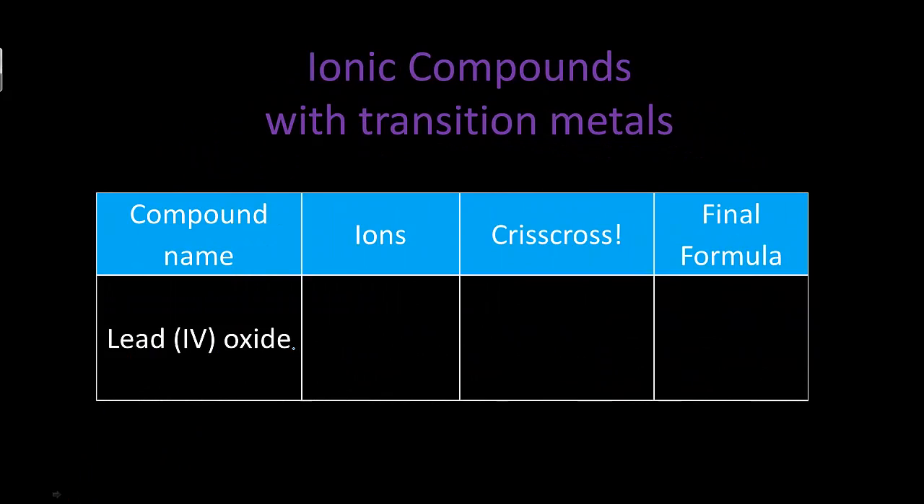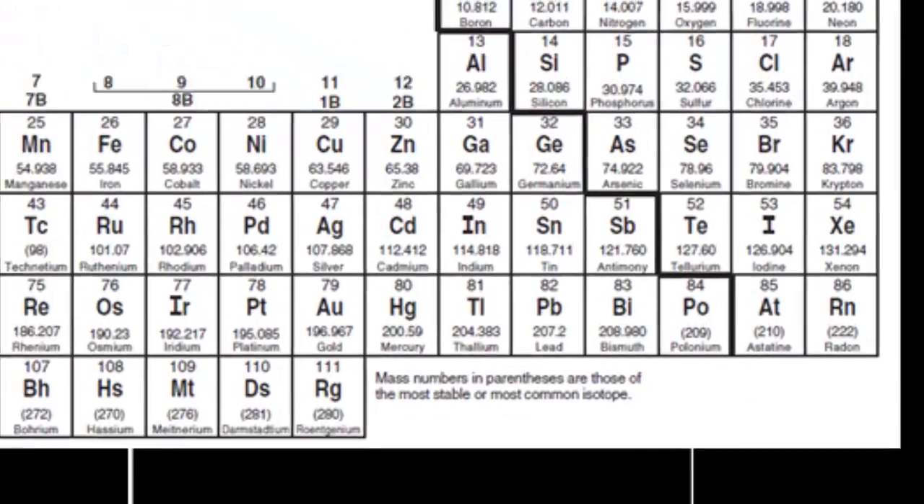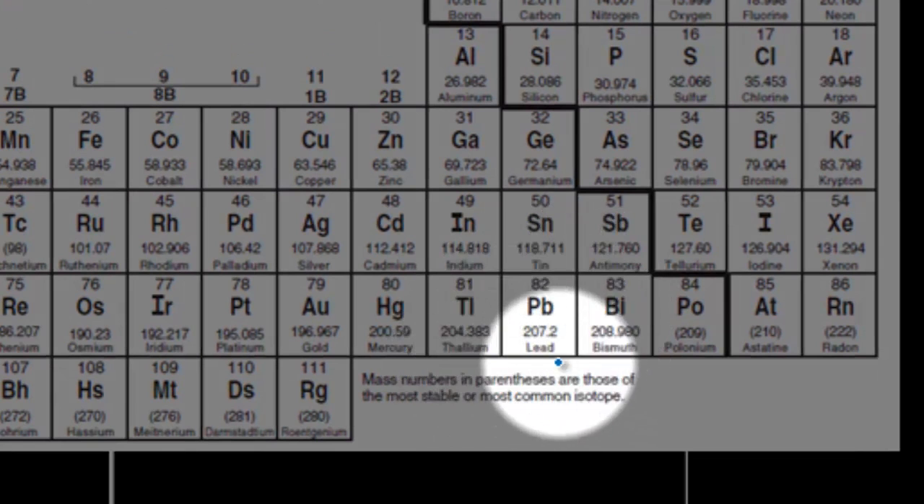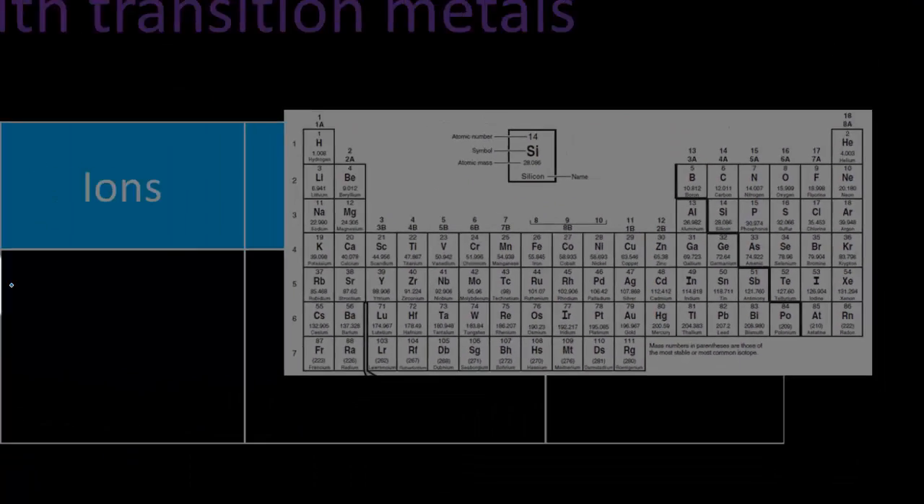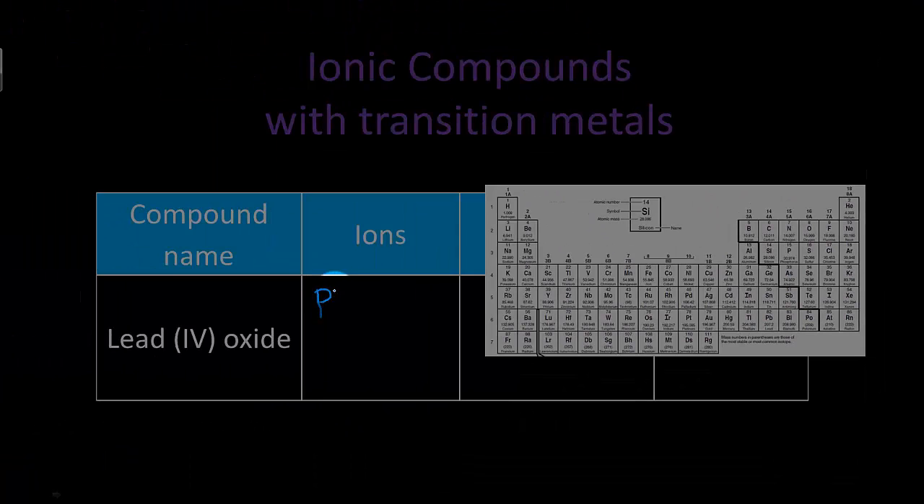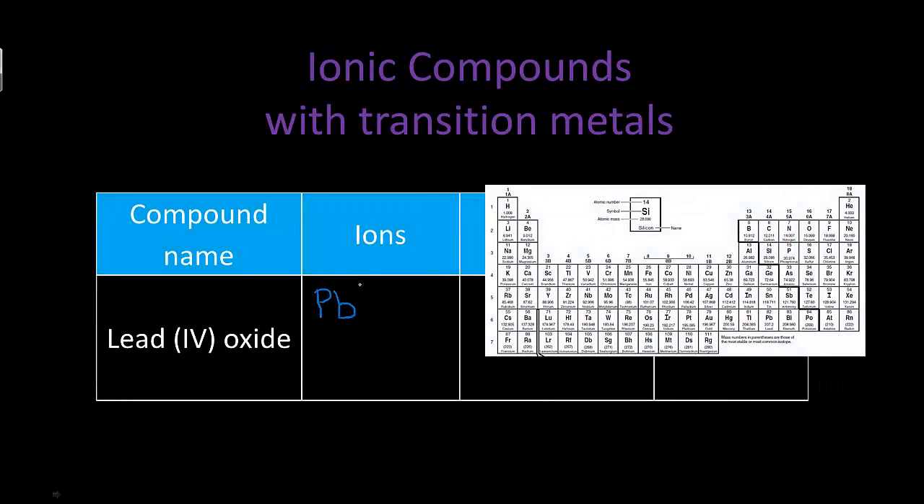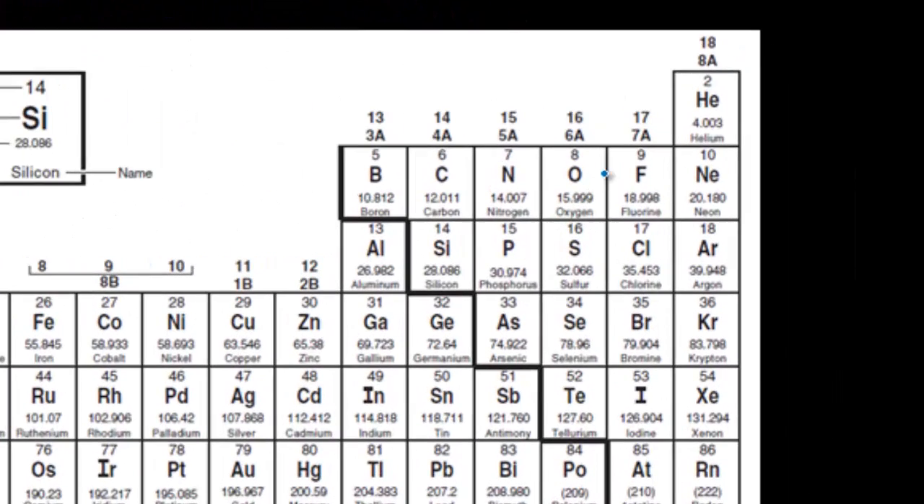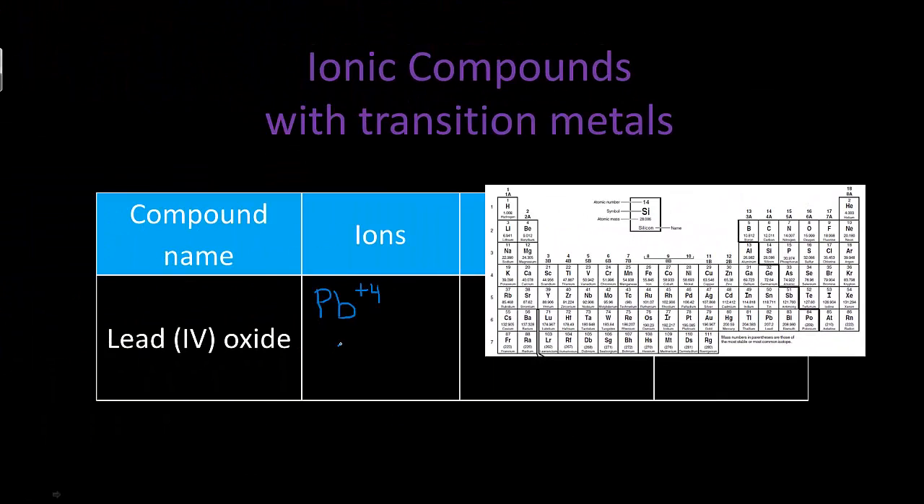Next one, we have lead 4 oxide. So now let's look. Lead is right here. Its chemical symbol is Pb, so we're going to put Pb over here. Our cation is going to be lead. It has an oxidation number of 4. Metals are always positive because they lose electrons, so I'm going to put Pb plus 4. Oxide is oxygen. Oxygen is in group 16, which means it has 6 valence shell electrons. It is easier to gain 2 than lose 6. So gaining 2, that's our oxidation number, or our charge.